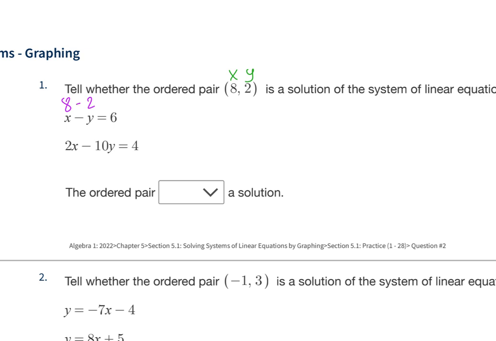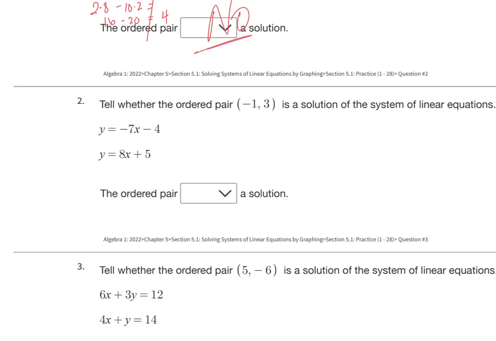So 8 minus 2 equals 6. It is officially on that line. And if we do the other one, it would be 2 times 8 minus 10 times 2. That's 16 minus 20. That does not equal 4. So no, this is not a solution. Even though, yes, it was on this line, it is not on that line, which makes it not a solution.